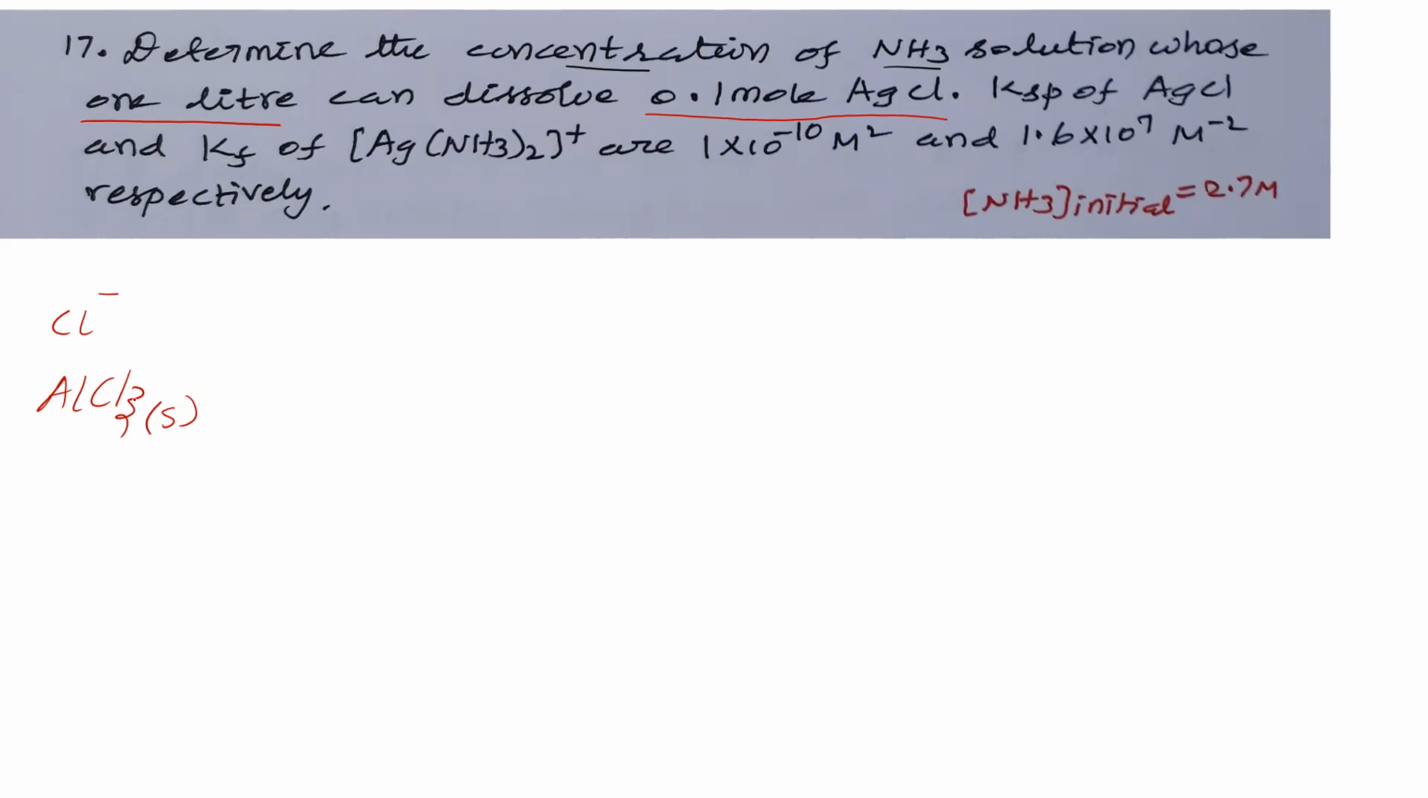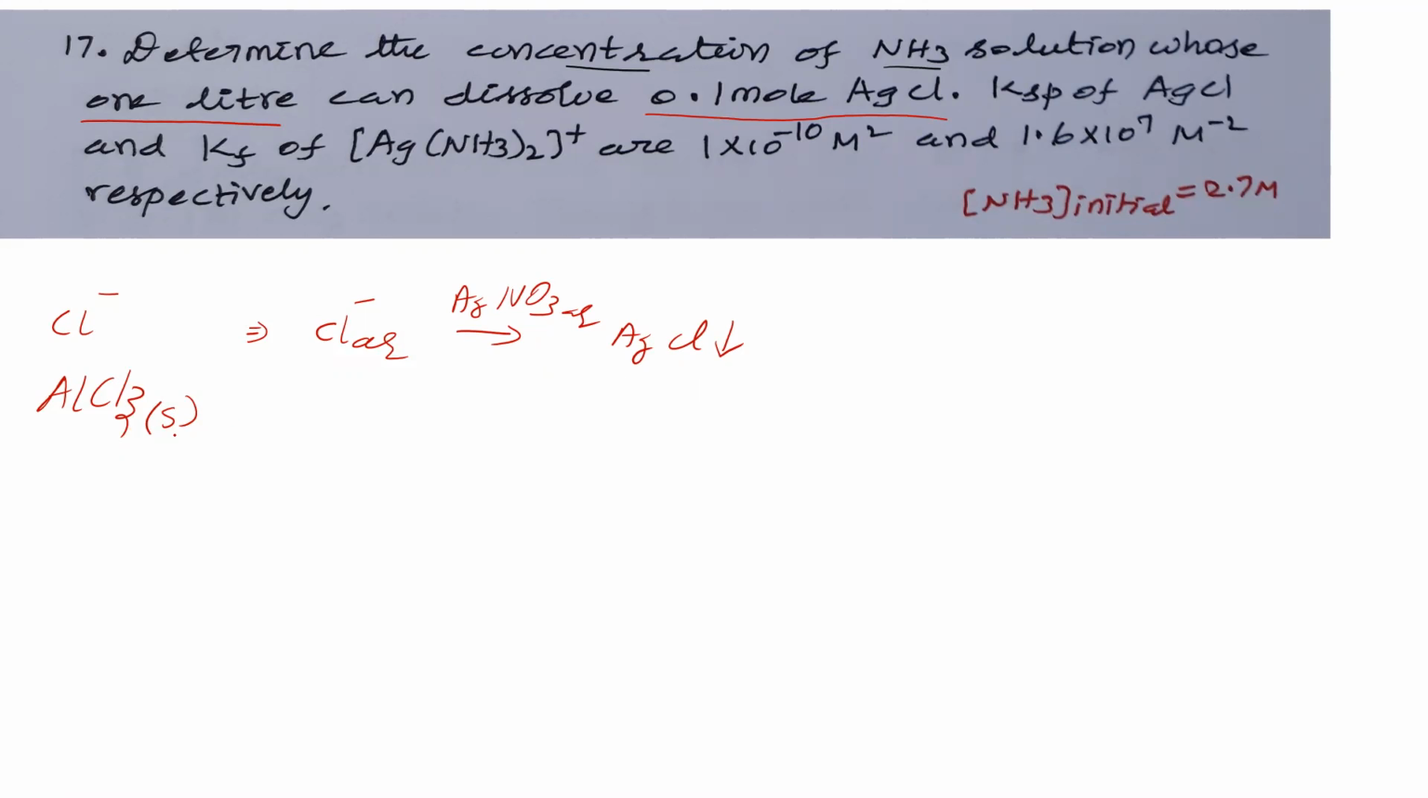For anion analysis, we dissolve this salt in water. Then we add silver nitrate solution, and we will get AgCl white precipitate. Here we know the salt name, so we said this.